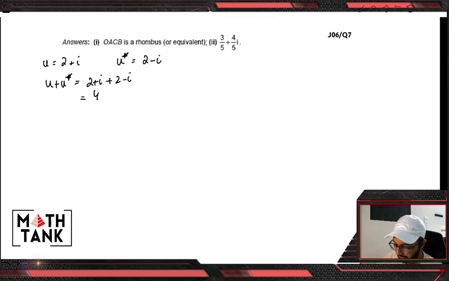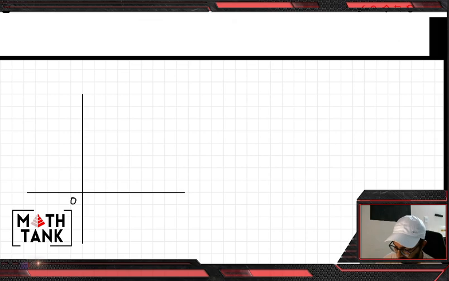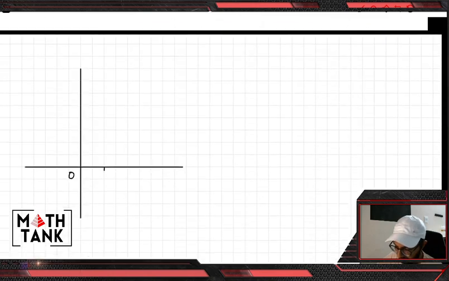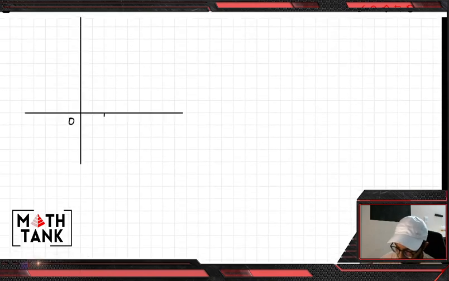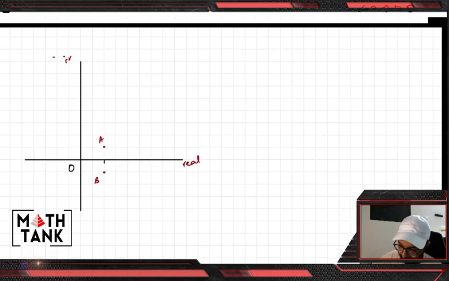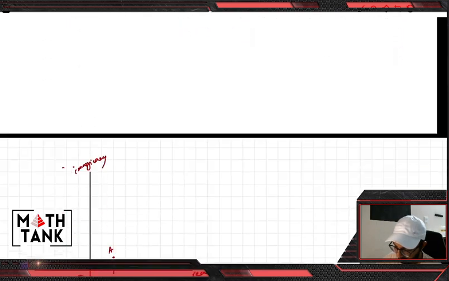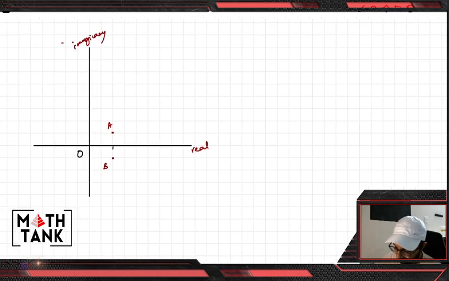Let's quickly plot this. O, 2 plus i was A, and 2 minus i was B. 2 plus i, so that's A. 2 minus i is B. Okay, that's real, imaginary. And C representing u plus u star. So u plus u star is 4. So that's C.